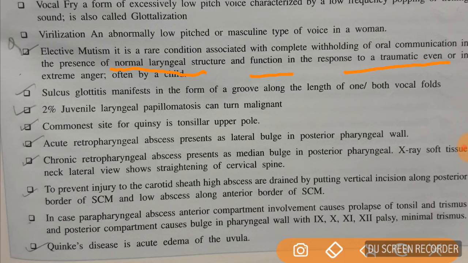Sulcus glottidis manifests in the form of a groove along the length of one or both the vocal cords. 2% of juvenile laryngeal papillomatosis can turn to be malignant. Commonest site for quinsy is tonsillar upper pole. Acute retropharyngeal abscess, mind it, acute, presents as a lateral bulge in the posterior pharyngeal wall.